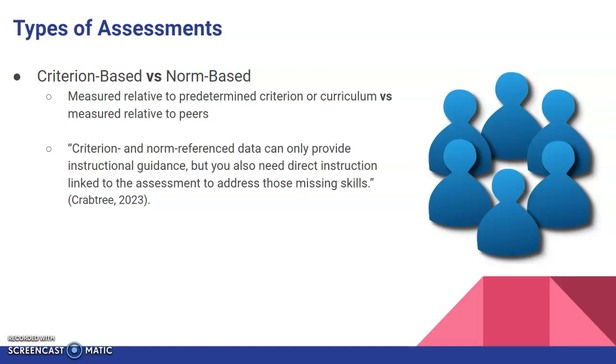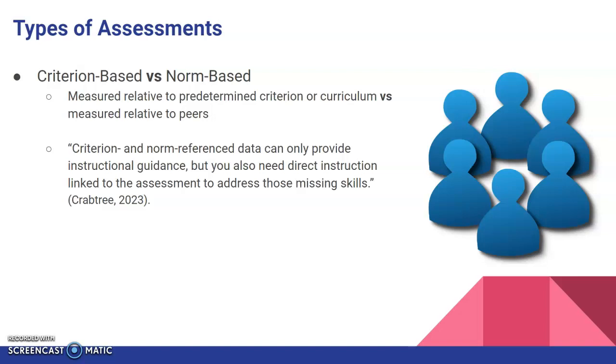So when we talk about the type of data you're looking at, we have criterion-based and then we have norm-based. Criterion-based is more about looking at how you're measuring students relative to a predetermined criteria or specific curriculum, whether that's the standards or the specific skills.